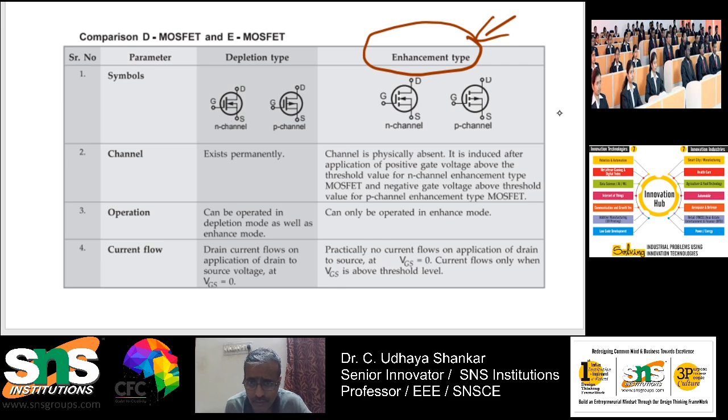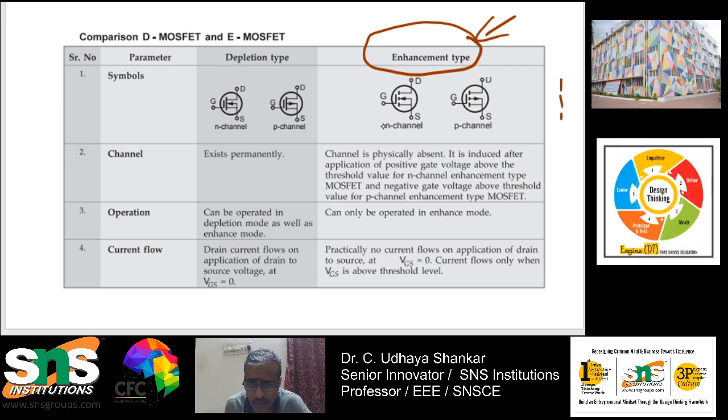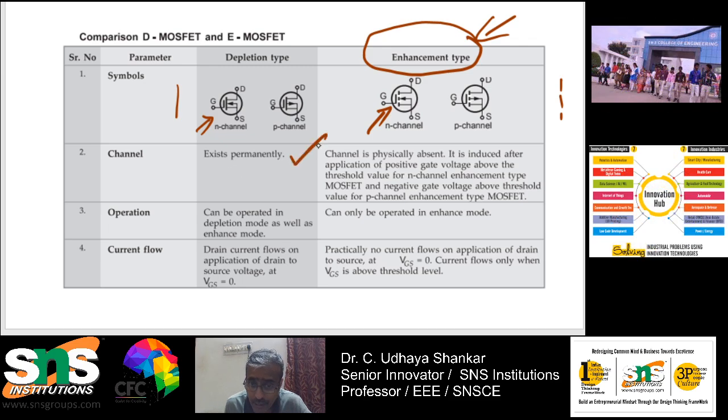Here, in the case of enhancement type, it is in dotted form. Please observe very closely, it will be in dotted form, whereas here it will be a straight line. So symbol-wise, they differentiate by putting a straight line for depletion type, whereas a dotted line is put for the enhancement type. In the depletion type, the channel will be there, but it will be depleted, whereas here the channel is not there. There is no channel, and physically we have to build it.